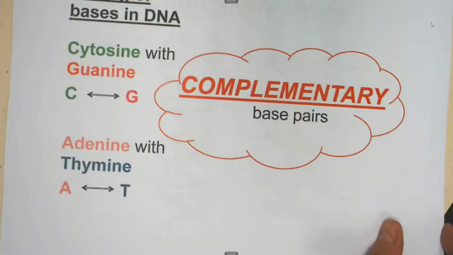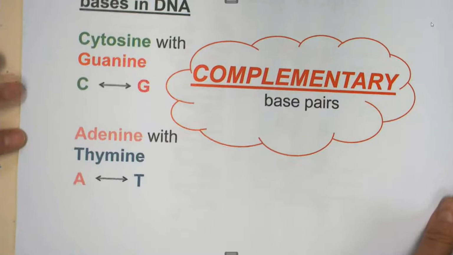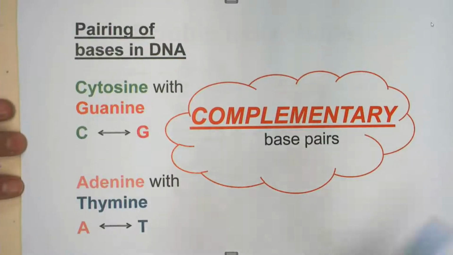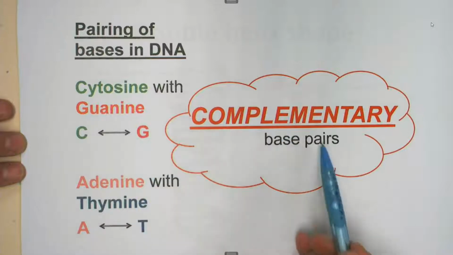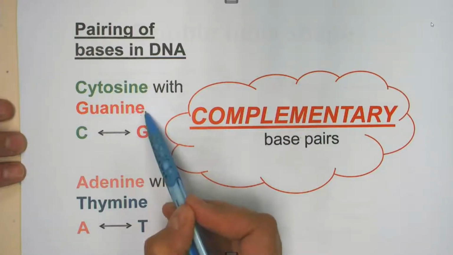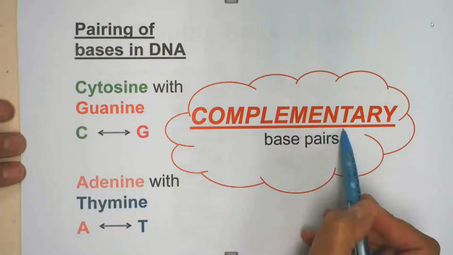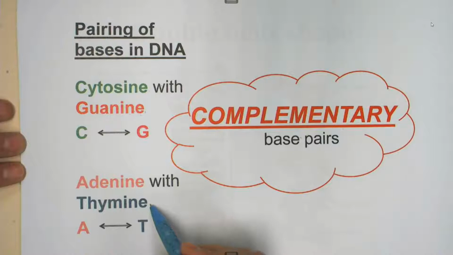Terminology becomes very important. You will not understand a lot of the questions if you don't know your terms. So let's just have a look here. Cytosine and guanine, because they combine with one another, we call them complementary base pairs. They are the complement of one another. They complement one another. In other words, they belong together. All right, the same with adenine and thymine.